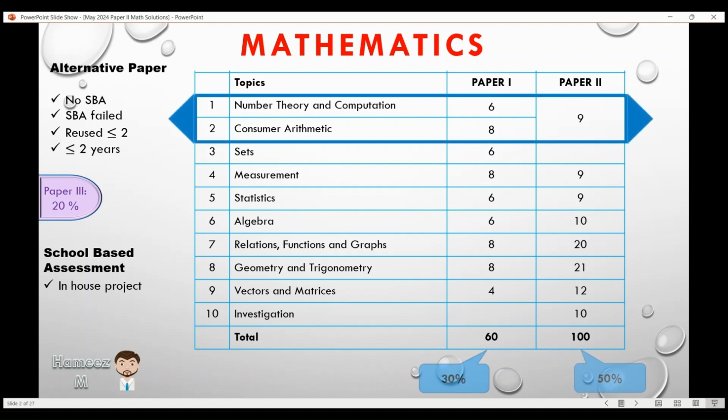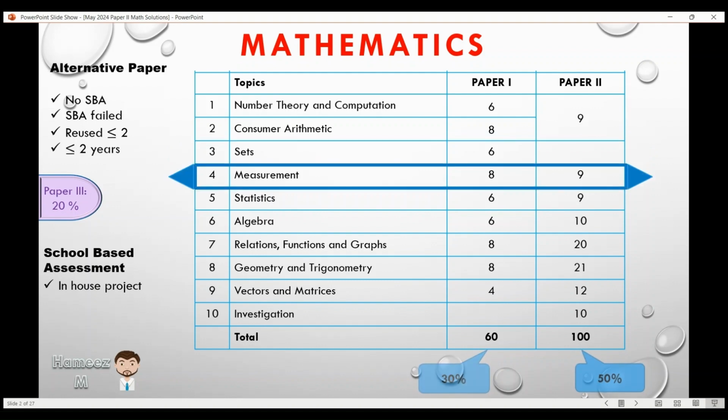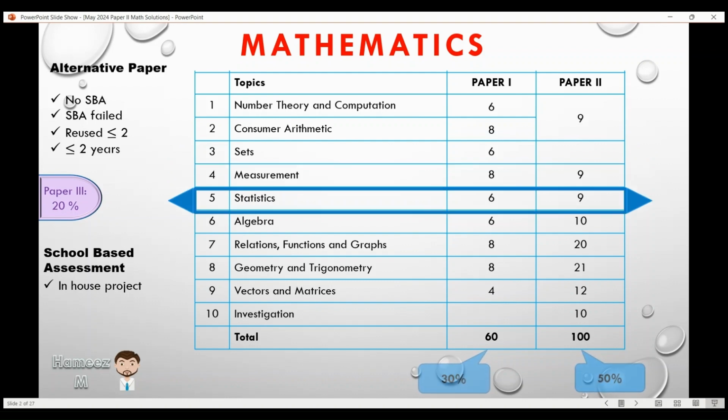So if we look at the first question that comes in paper 2, it's worth 9 marks, and it's a combination of the first two topics, number theory and computation, as well as consumer arithmetic. And if we move on, there has been a change in the syllabus so that the topic of sets is no longer assessed in this paper, paper 2, only in the multiple choice. The next topic, measurement, comes for one full question with 9 marks. And statistics is also one question with 9 marks.